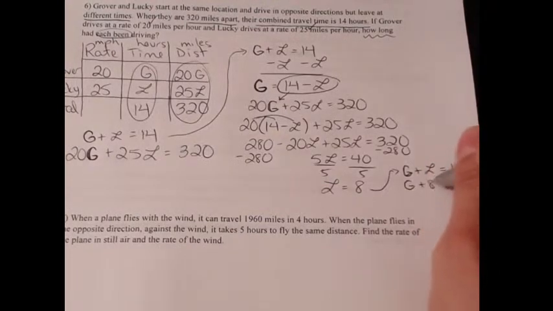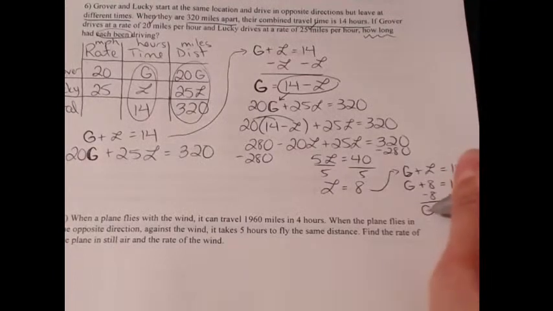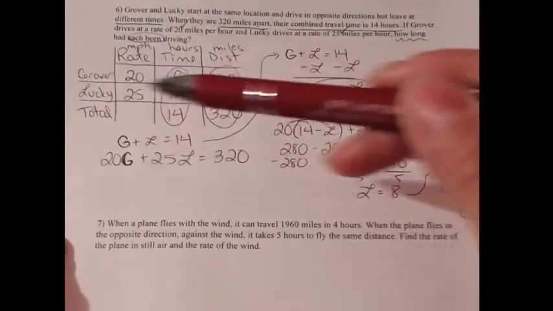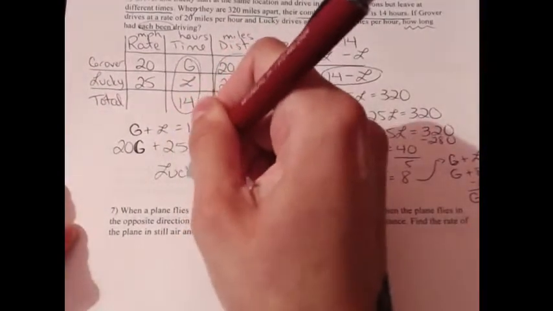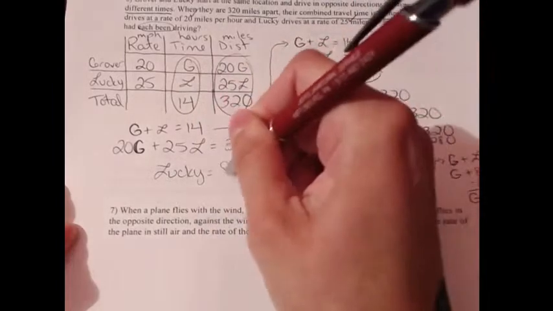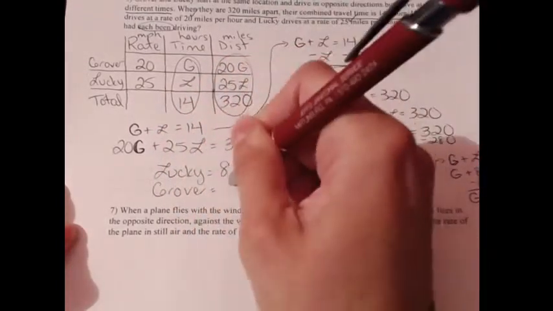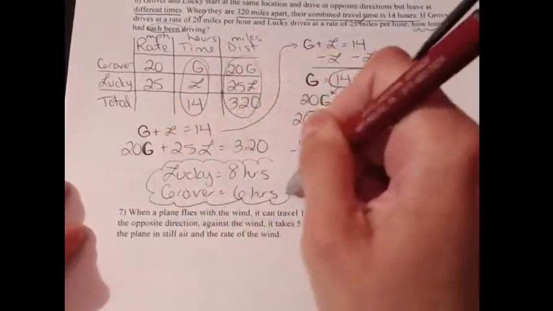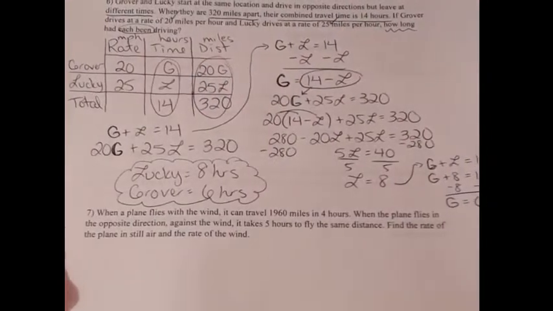You're making me do this again, aren't you? Then we subtract 8 from both sides, and we find that G is, in fact, 6. So this tells us that Lucky's time is 8 hours, and Grover's time, which is G, is 6 hours. So let's write that out. So Lucky is 8 hours, and Grover is 6 hours. And voila, we're done.